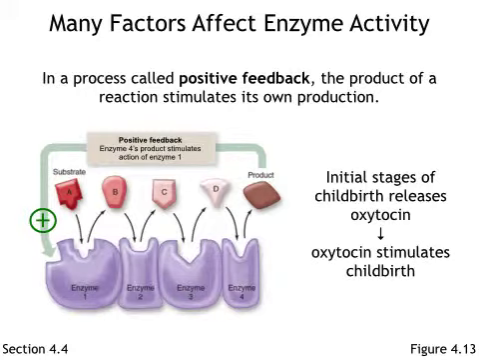And an example of this in our bodies is the initial stages of childbirth. It releases a molecule called oxytocin. It's known as the love molecule. So, anyway, you start childbirth, you release this oxytocin, and oxytocin then stimulates childbirth. So, it's this positive feedback loop, right? It'll make it go a lot faster.